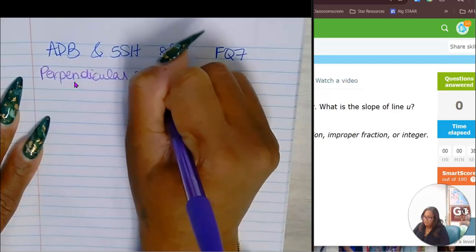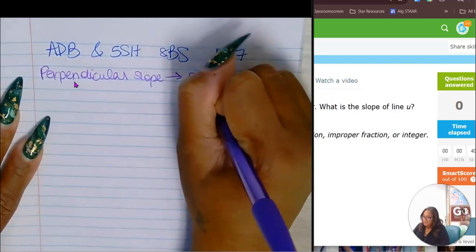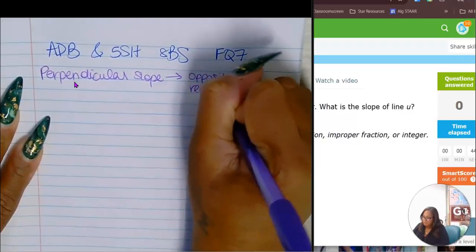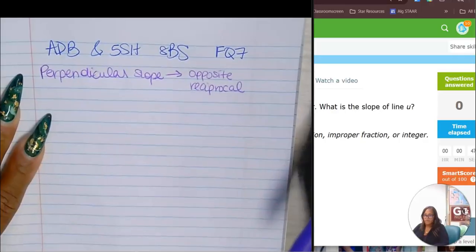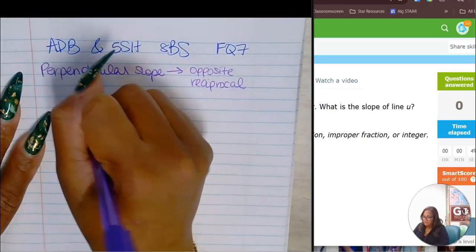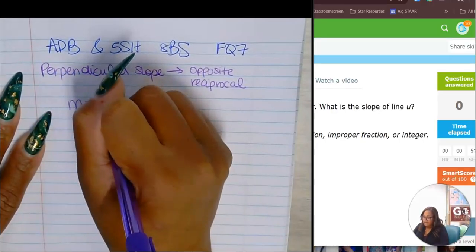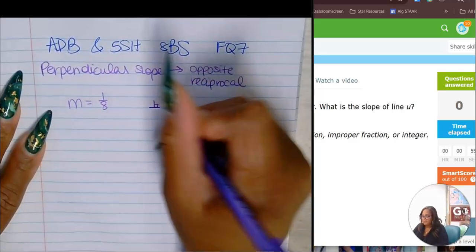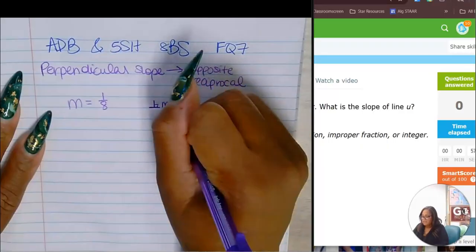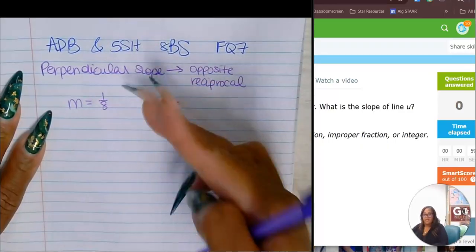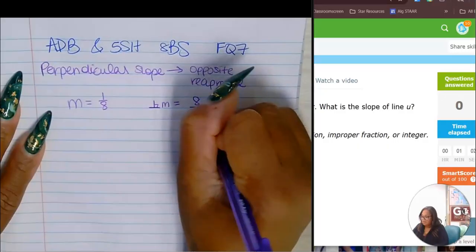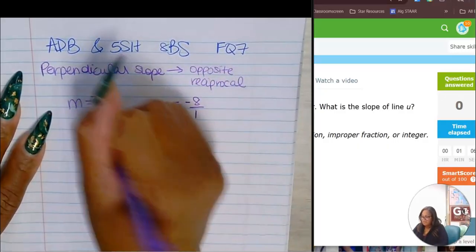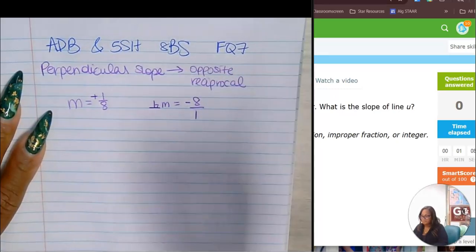Perpendicular slope means it has to be the opposite reciprocal. So if we're given a slope, let's say the slope is 1/8, perpendicular means forming a right angle, so we'll make a little upside down T. We'll flip this 1/8 and it becomes 8/1. And then it becomes its opposite. So first it's positive, then it turns negative.